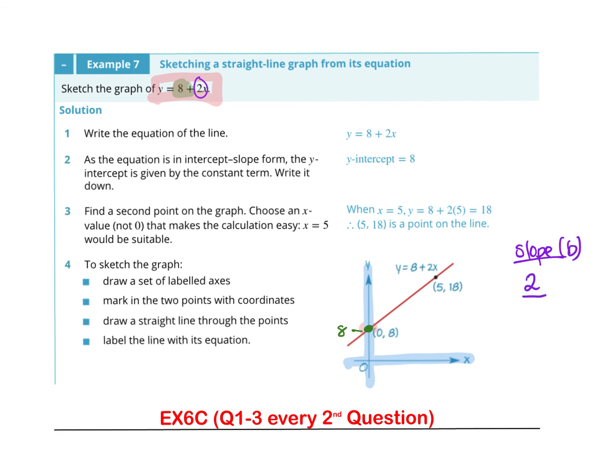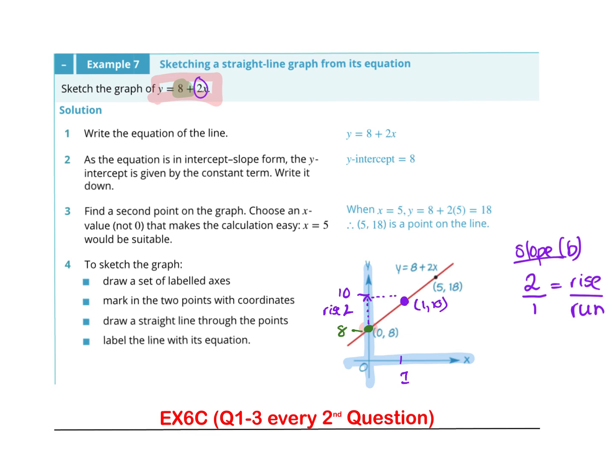I can write the number 2 as 2 over 1, so you can use the rise over run method. From your 8, you go up a rise of 2. What number would I be on? From 8, up 2 would be 10. Then you go over a run of 1, and I could draw another point: at x equals 1, y is 10. Once you draw those two points, you can just draw your line in.